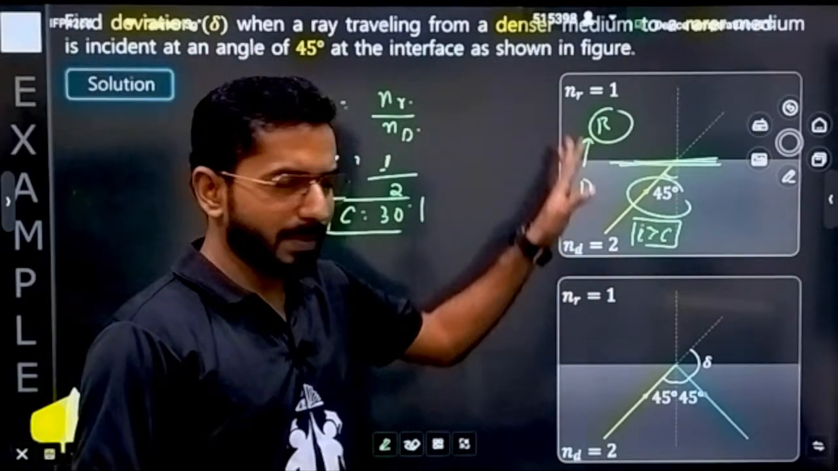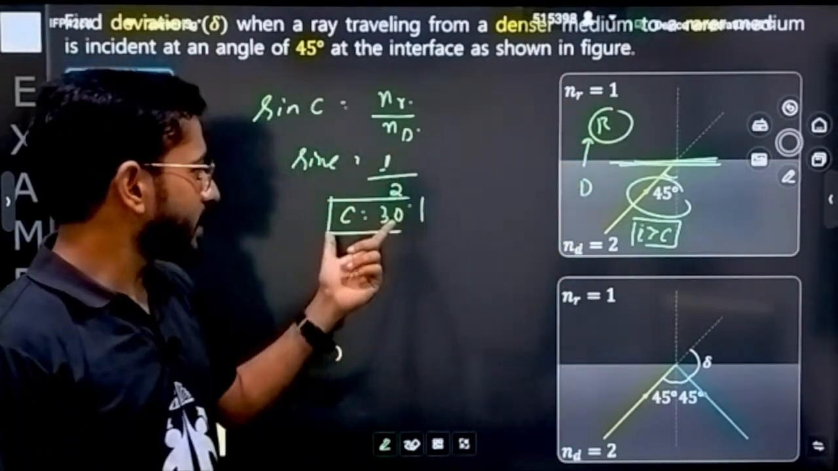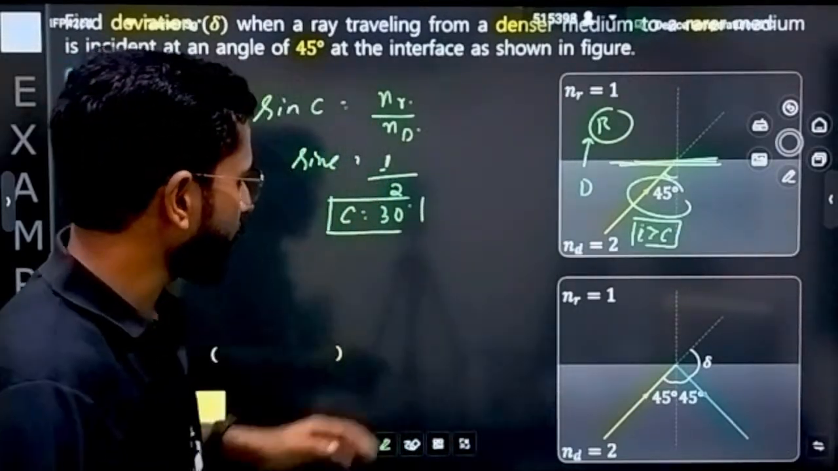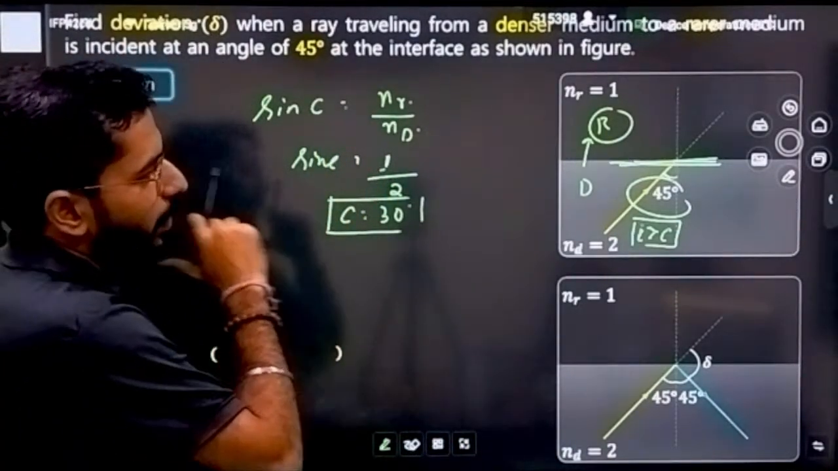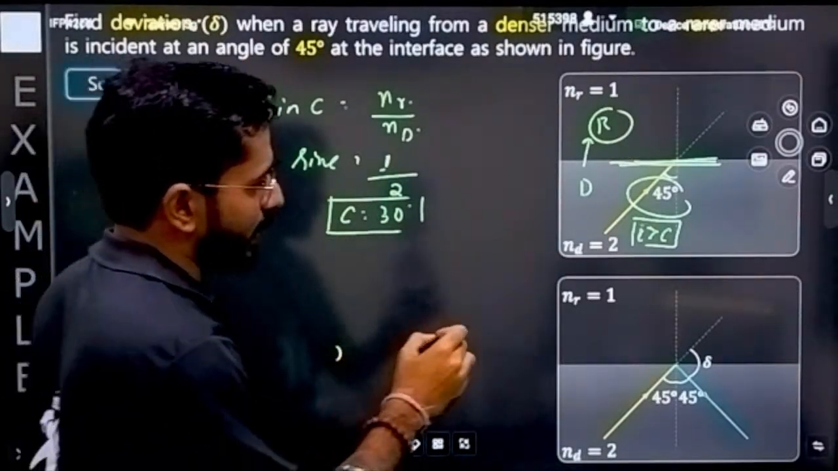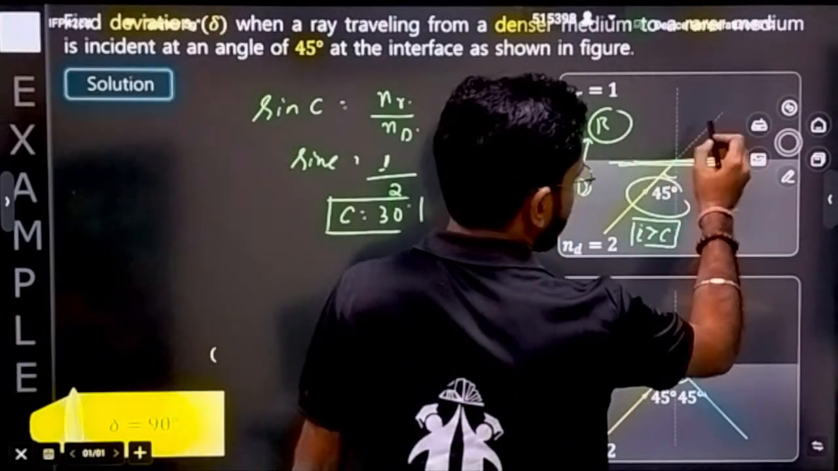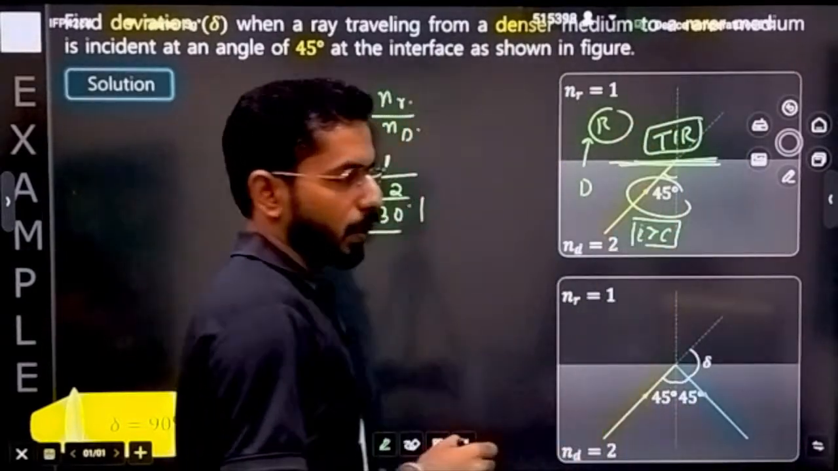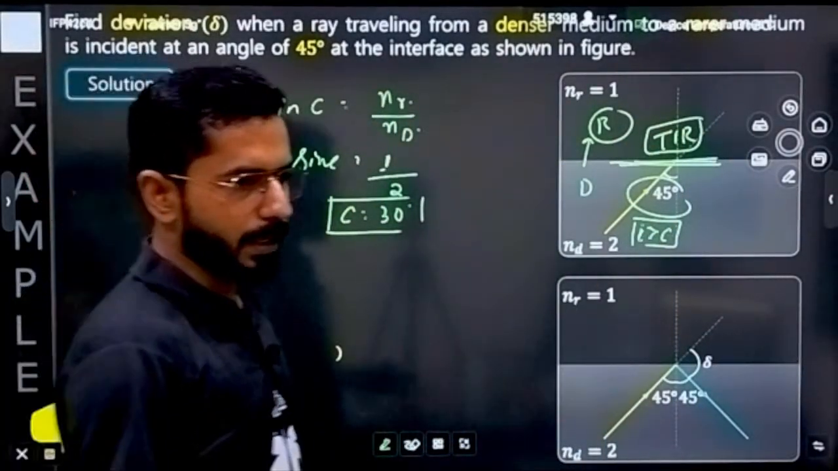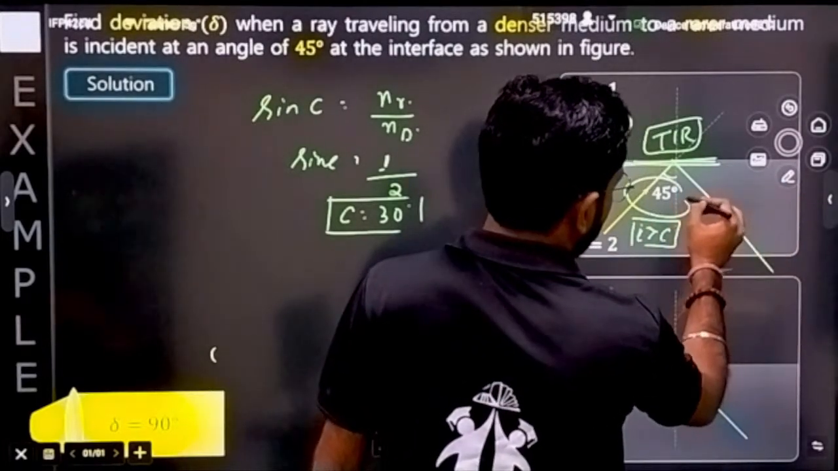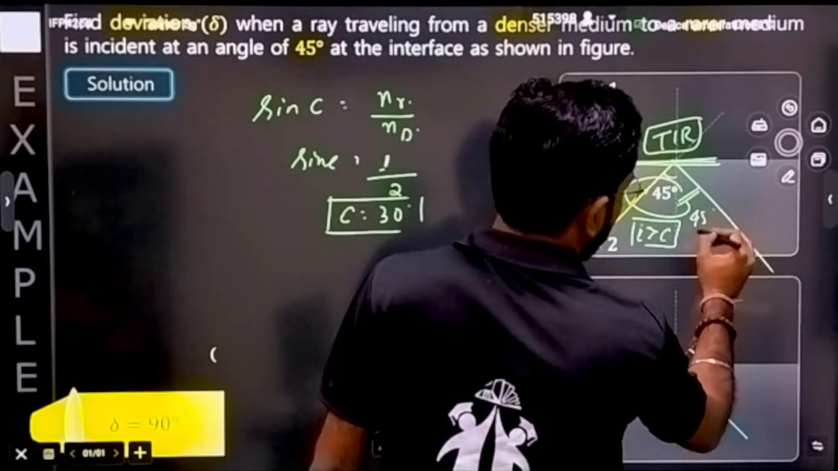What are the two conditions? Going from denser to rarer is the first one, and the second is that the angle of incidence should be greater than the critical angle. Both conditions are clear here. So if I have to calculate the deviation, what will be happening now? There will be no refraction, and it is going to perform total internal reflection, TIR. And if it performs TIR, it simply reflects in the same medium. This angle will also be equal to 45.